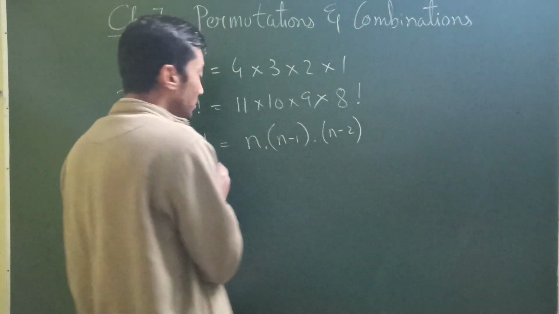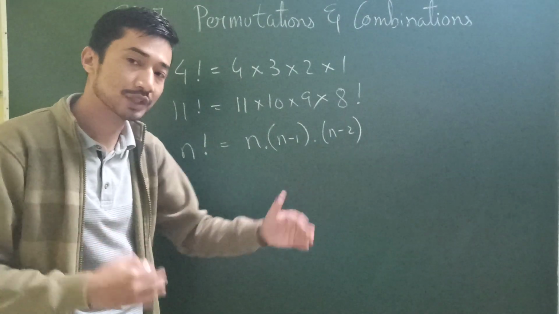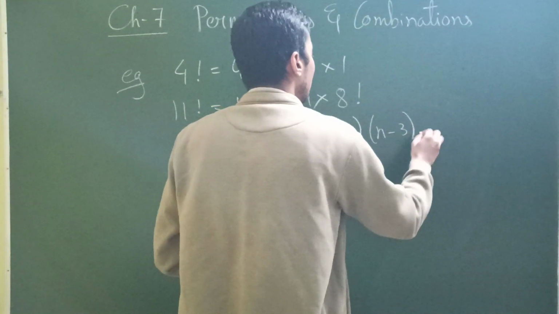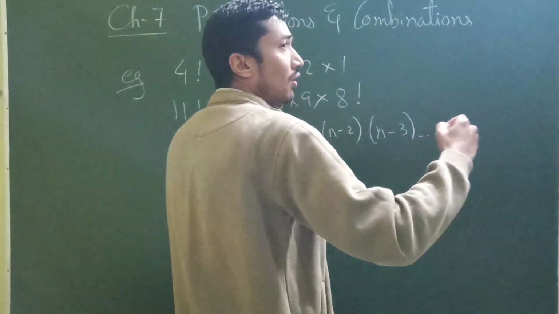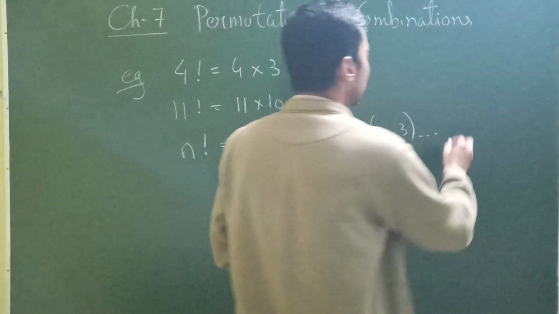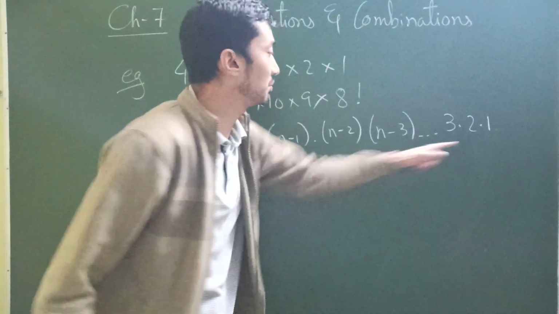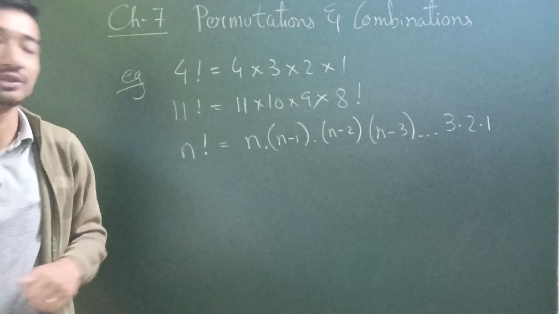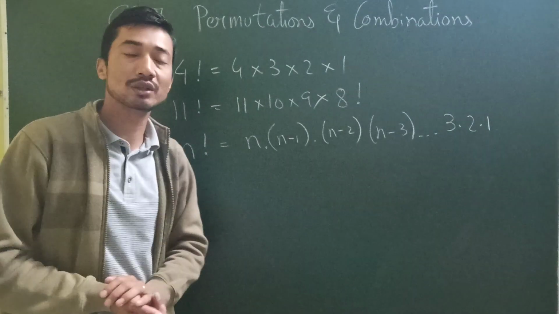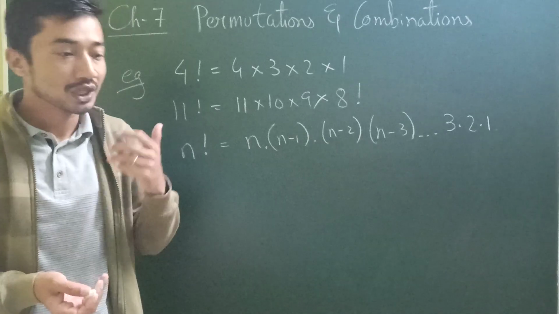So n factorial is n, if you wish to expand, n minus 1, n minus 2, you can continue, n minus 3, dot, dot, dot, we can go on and on till the last natural number, that is 3 into 2 into 1. So this is the expansion of n factorial. Depending on the question, we will be using this n factorial, depending on the way, and on the questions which we have to solve, okay.